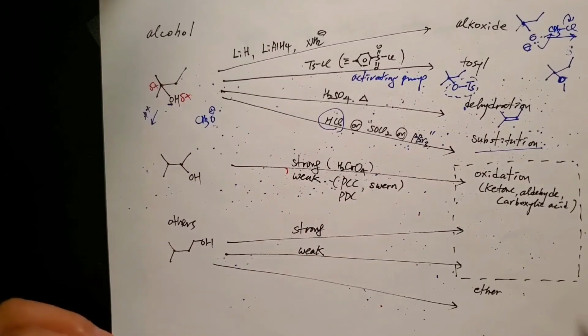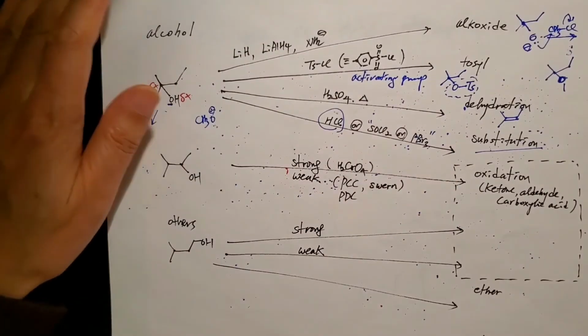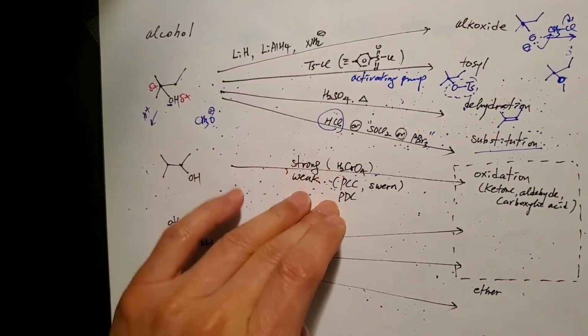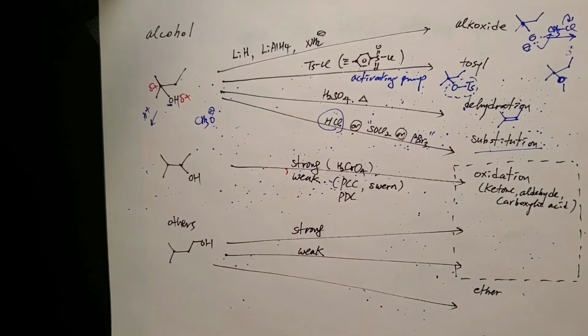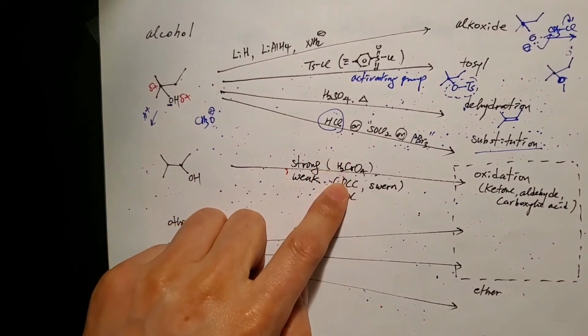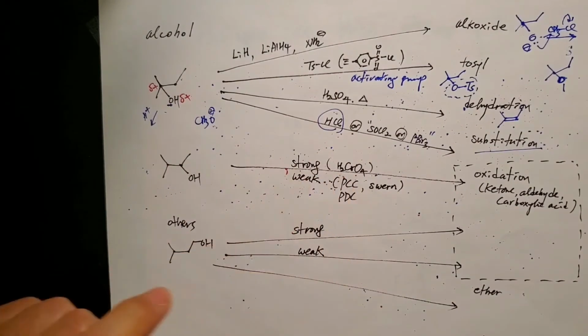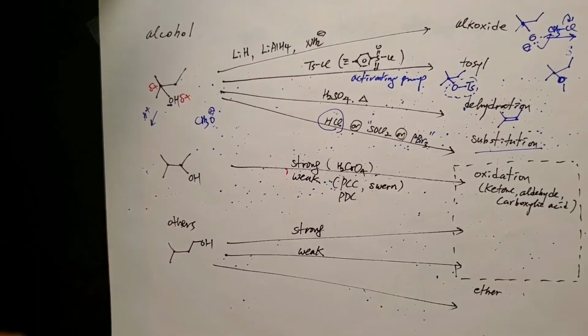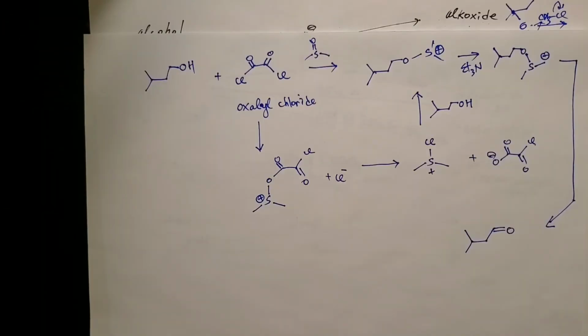Okay, my goal is not to make the video too long. So PCC and PDC, the reagent is a chromium based reagent, but it's weak. So you can imagine the mechanism similar to the chromic acid. But Swern oxidation is completely different, so I will show you the mechanism. And also, to save time, let me pause. Okay, here.